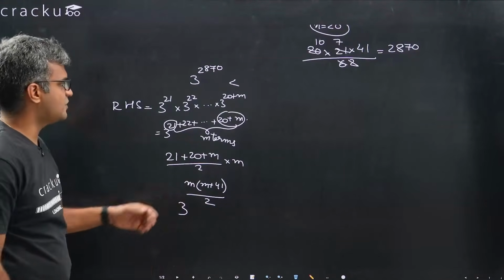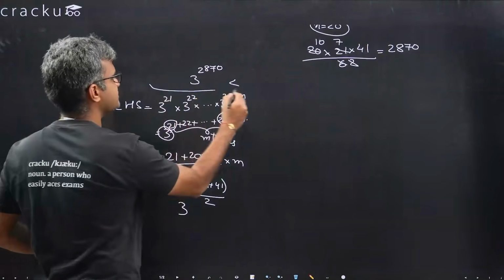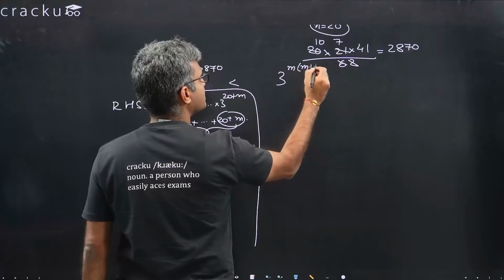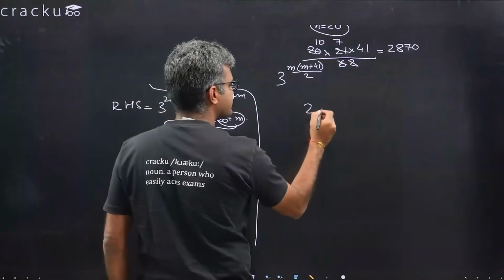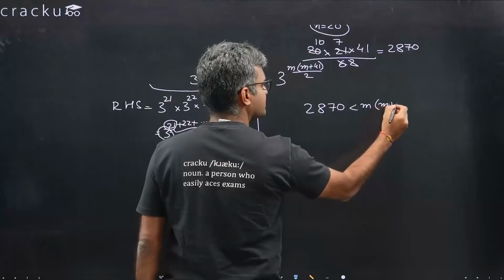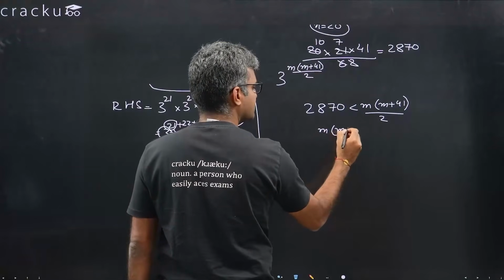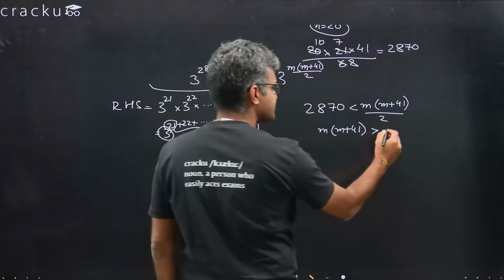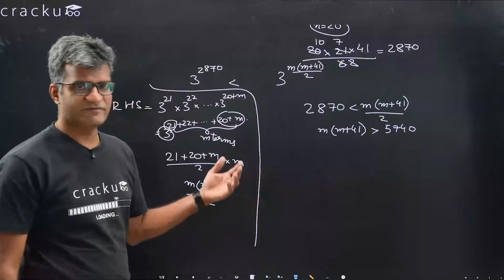This is the exponent and we always have 3 in the number. So we want 3 to the power 2870 to be less than 3 to the power M into M plus 41 divided by 2. Comparing only the exponents, we want 2870 to be less than M into M plus 41 divided by 2. Or we want M into M plus 41 to be greater than 2870 into 2, which is 5740.